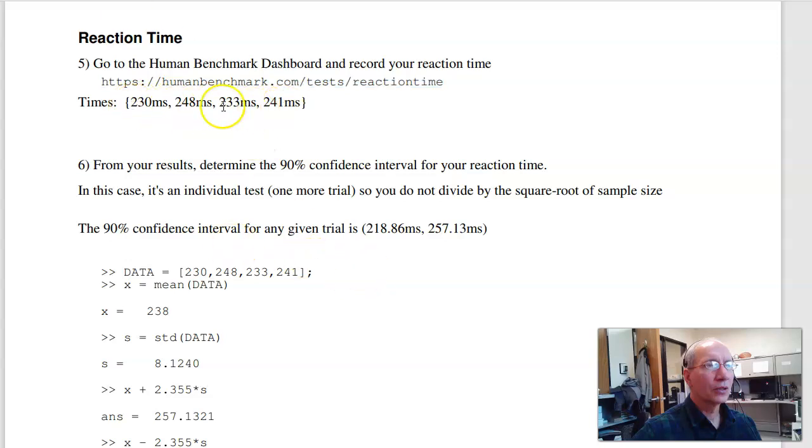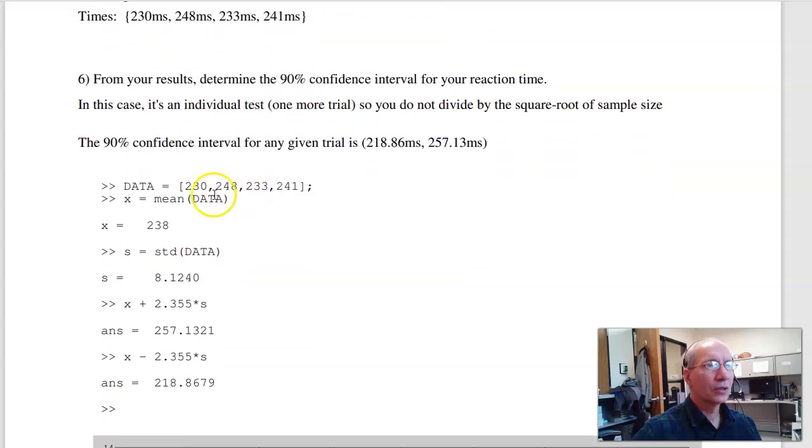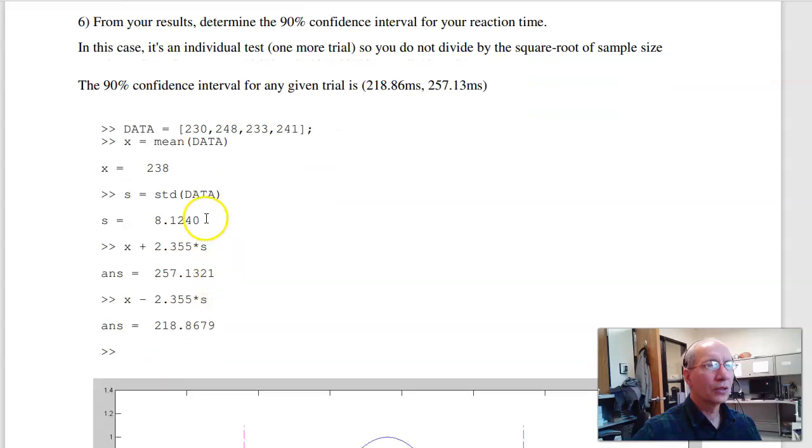So when I ran it, here's the data that I got. From that, find my 90% confidence interval. So again, find the mean, standard deviation, go left and right. In this case, I'm not dividing by the square root of n. This is the difference between populations and individuals. If I say an individual, that would mean the next time I run the experiment, what's my time going to be? That's an individual. In that case, I don't divide by the square root of n.